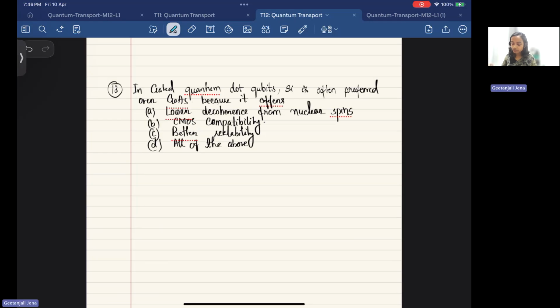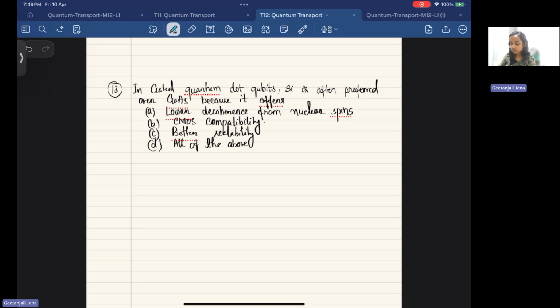Question number 13. In gated quantum dot qubit, silicon is often preferred over gallium arsenide because it offers option A, lower decoherence from nucleus spins, option B, CMOS compatibility, option C, better scalability, option D, all of this.